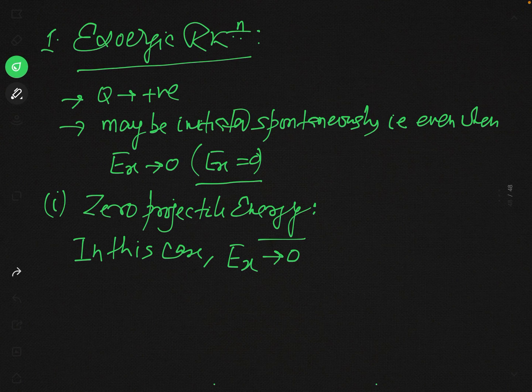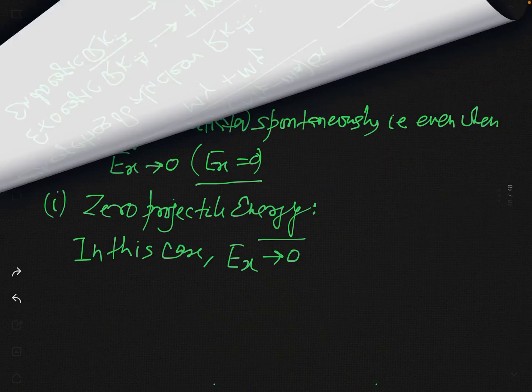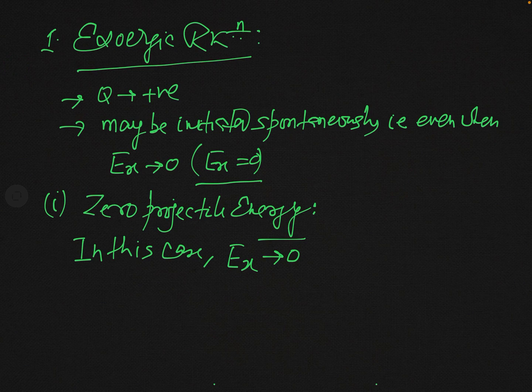And you can see from the expression for P that P is in fact directly proportional to the square root of Ex. So when Ex is 0, from this relation, P will also be 0. So when we say that Ex is tending towards 0, it means P is tending towards 0. So in this case, Ex tends to 0, and hence P tends to 0. And as P tends to 0, what will be the value of Q?